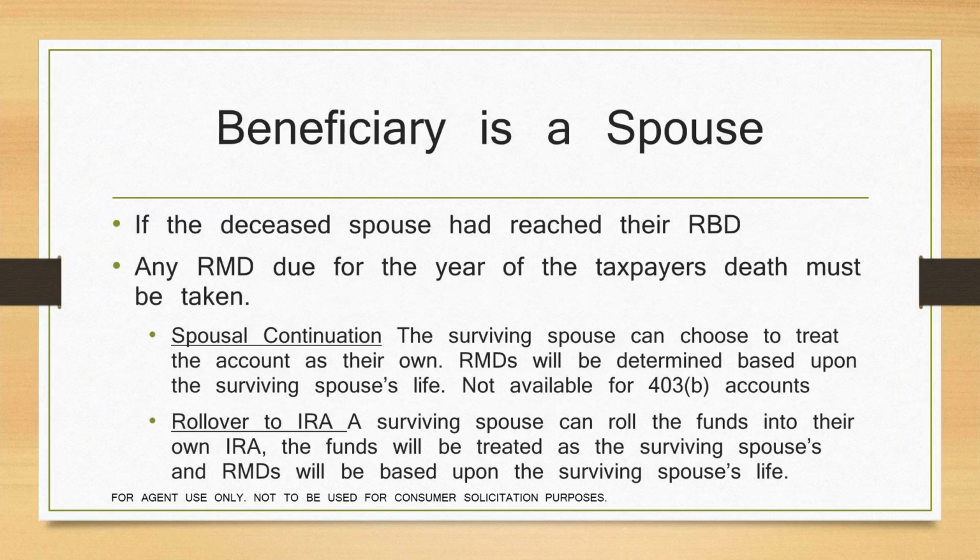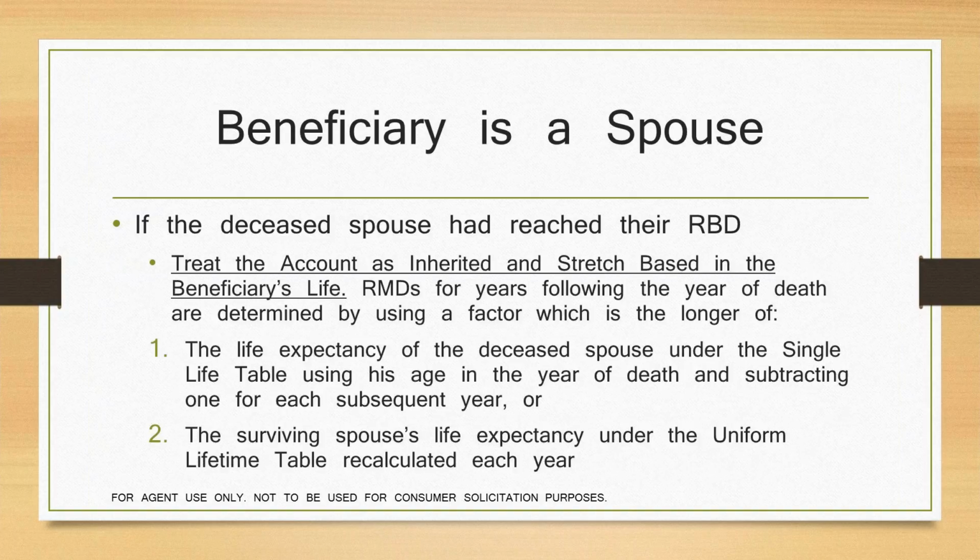So if the deceased spouse had reached their required beginning date and the surviving spouse is the beneficiary, what are the choices? The choices are similar. First of all, any minimum distribution that the deceased spouse didn't take prior to death for the year of death must be taken by the beneficiary spouse. The beneficiary spouse has the ability to roll the money over into her own IRA or also continue in place for qualified accounts if the plan administrator will allow. That choice is not available for 403B accounts.